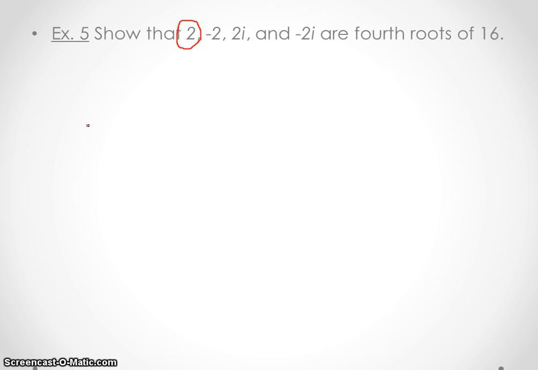So essentially, if you want to show that 2 is a fourth root of 16, that would mean 2 times itself 4 times should give you 16. So, well, let's see what we get. So 2 times 2 is 4 times 2 is 8 times 2, oh, that is 16.